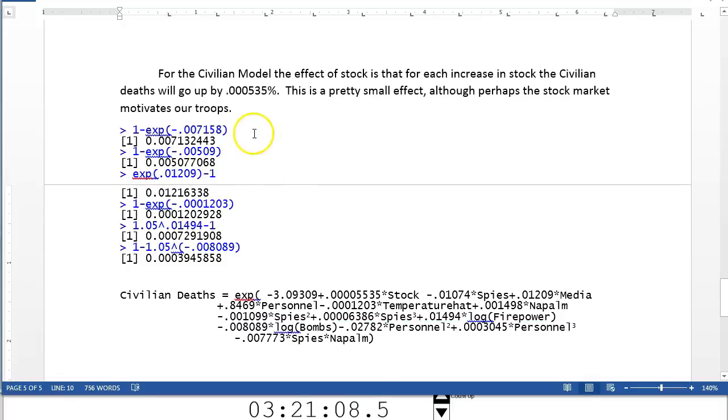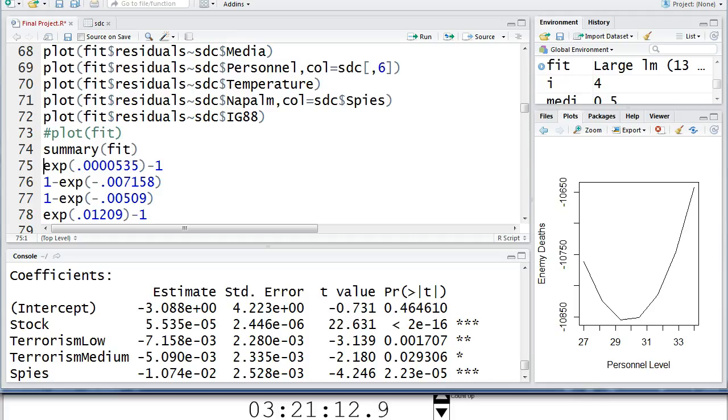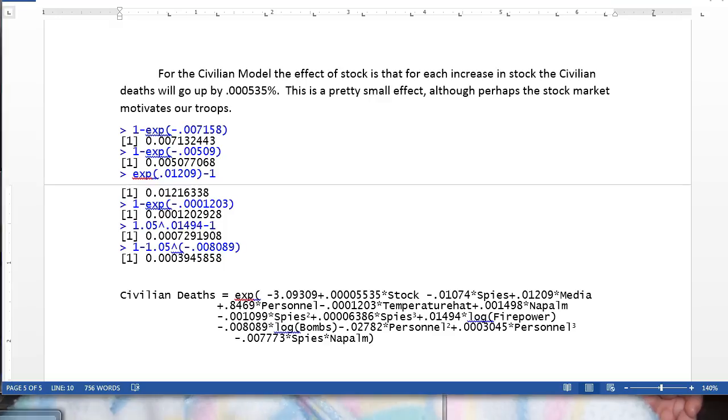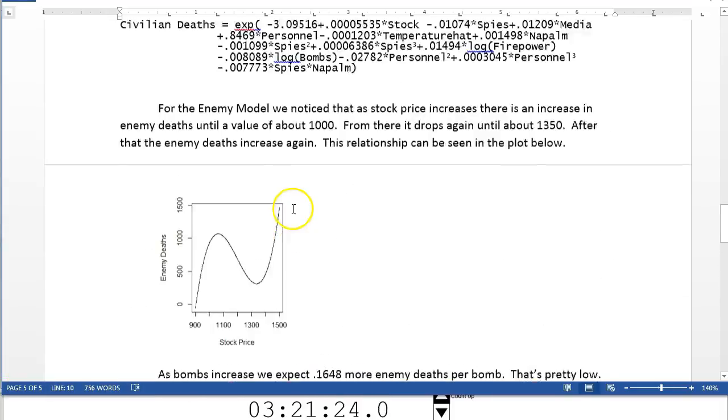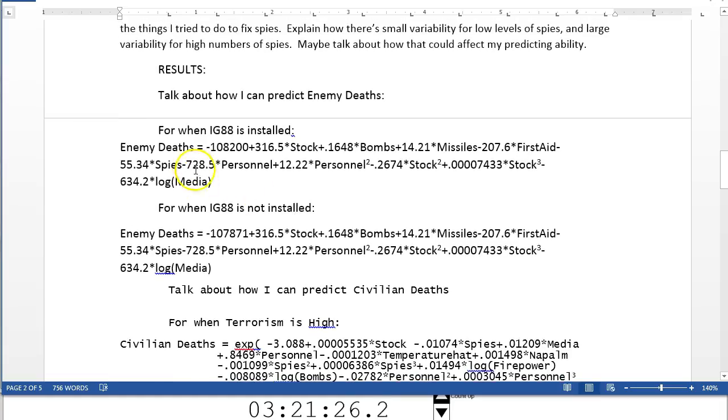Wow, I just wasted a couple minutes trying to figure out where these numbers come from because they don't show up in the model. But I finally went back to my code and I found those were the values for terrorism, for how terrorism changes things. Which then reminds me, I'm not sure that I talked about up here in civilian the difference between the two IG-88 models.